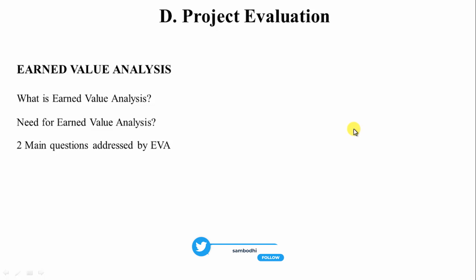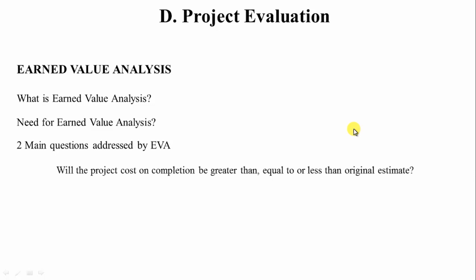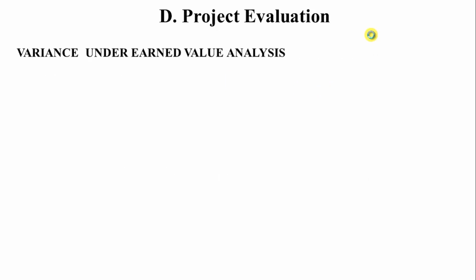So this all boils down to two main questions which are addressed by the earned value analysis. The first is, will the project cost on completion be greater than, equal to, or less than the original estimate? That is the difference between the planned cost and the actual cost. And next, will the project be completed on time? That's it. These are the two main intentions of the earned value analysis. So going ahead, to understand this, we need to understand some variances which are computed under the earned value analysis.